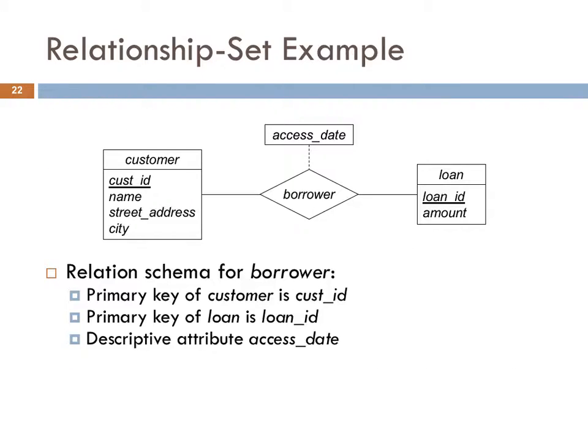Okay. So relation schema for borrower. Well, we can just go ahead and look at this. Remember, relationship instances in borrower are identified by the participating entity's primary key values. So customer ID and loan ID have to be in the schema for borrower. We also have access date. So access date has to be in borrower as well. So that's pretty easy.